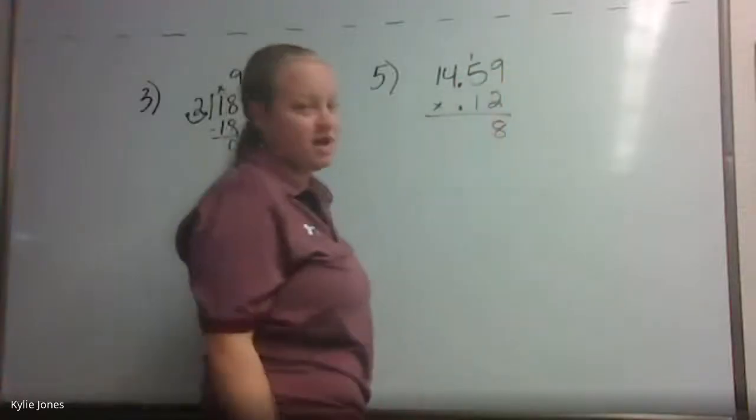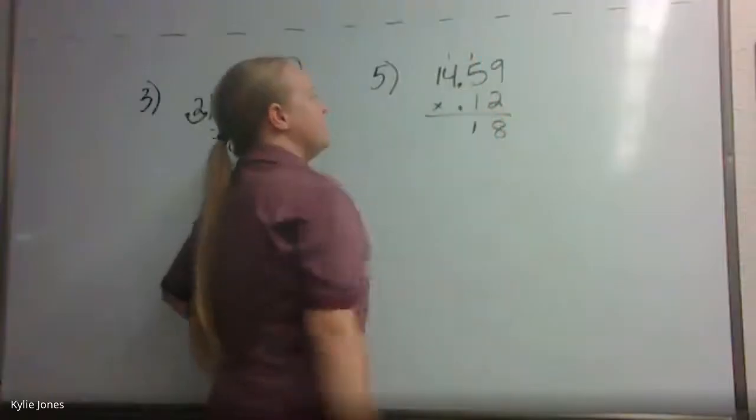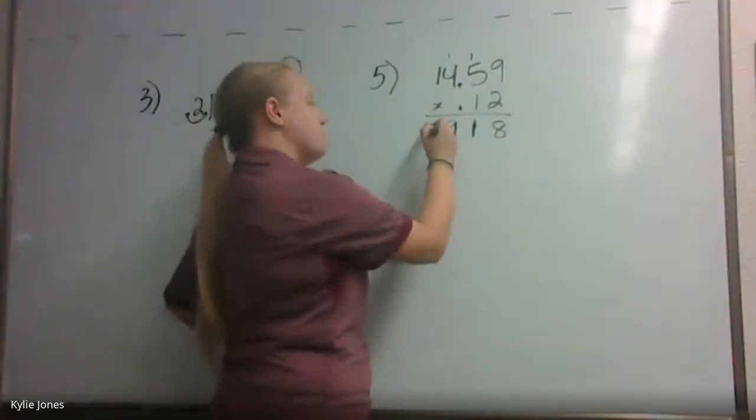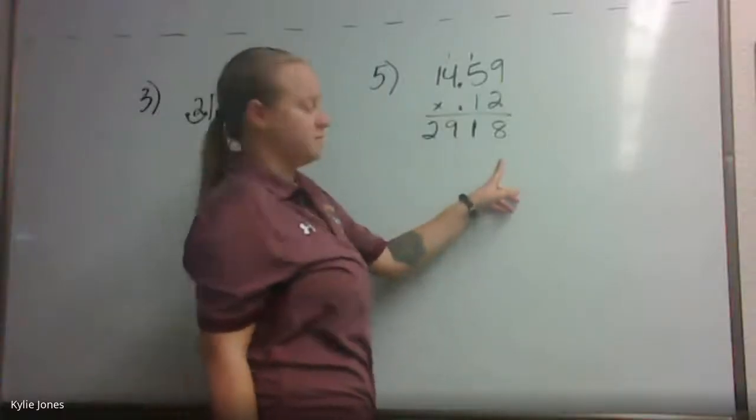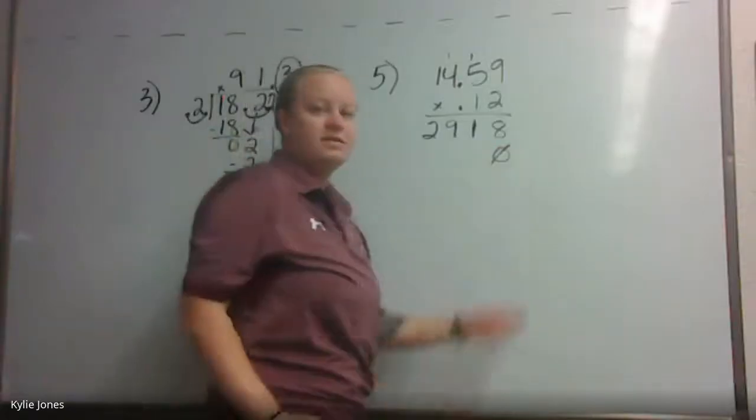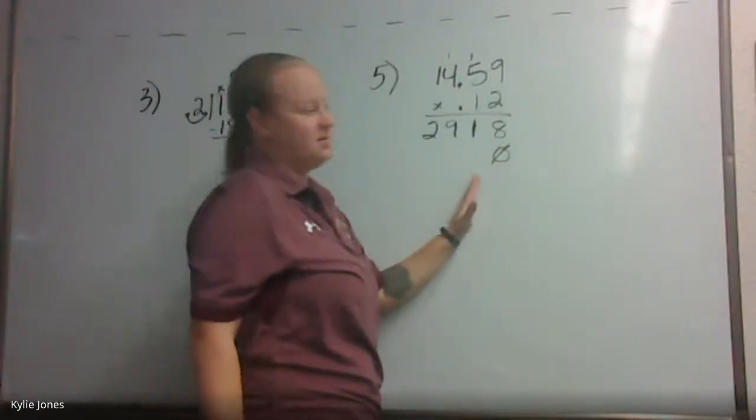What's 2 times 5 plus 1? 11. 11, carry your 1. What's 2 times 4 plus 1? 9. 9. And 2 times 1? 2. What do I put underneath the 8 right here? Placeholder 0. Yep, always put your placeholder 0 in. It moves everything over one place value.